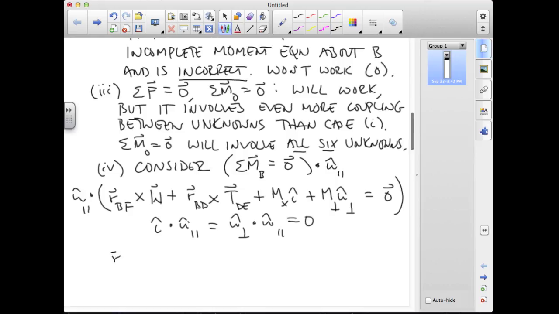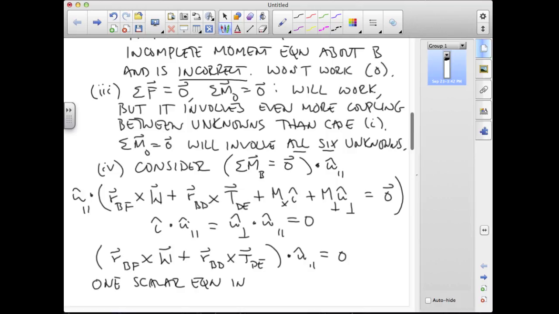I'll have RBF cross the weight plus RBD cross TdE. I'm going to dot that into U parallel, and that will give me one scalar equation in the tension that I'm seeking. So this is the best or most efficient approach of any proposed, as it will turn out, to solve for the tension in DE, because when I'm done, I'm going to have one equation and one unknown.